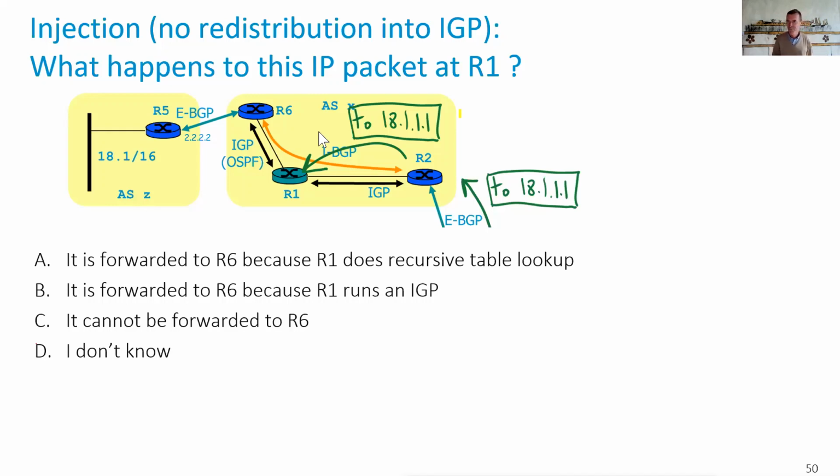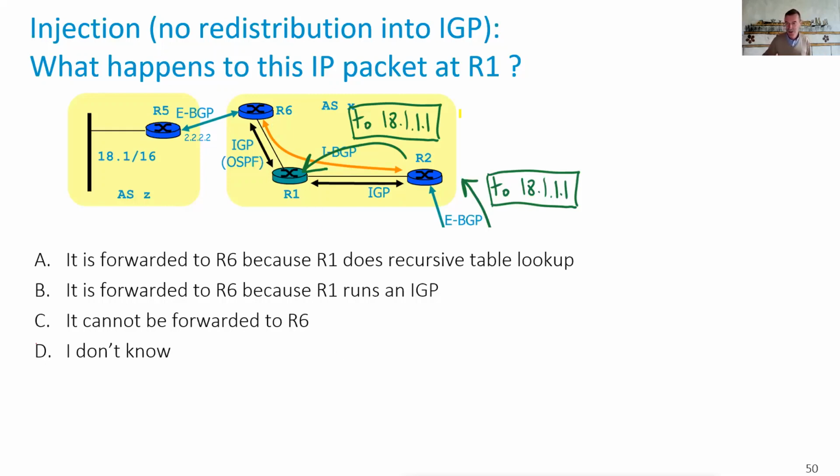I close the poll in a second. And the majority is fairly optimistic and thinks that the packet will be forwarded to R6 because R1 runs OSPF. However, through OSPF, R1 will learn nothing because the route is not injected into, is not redistributed into OSPF.